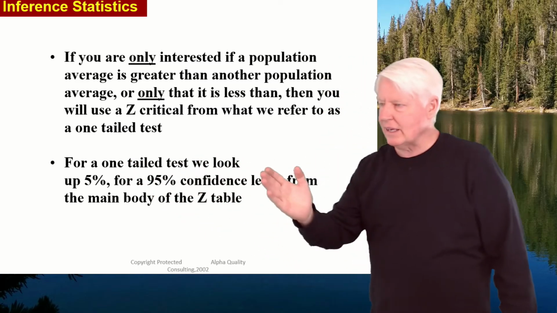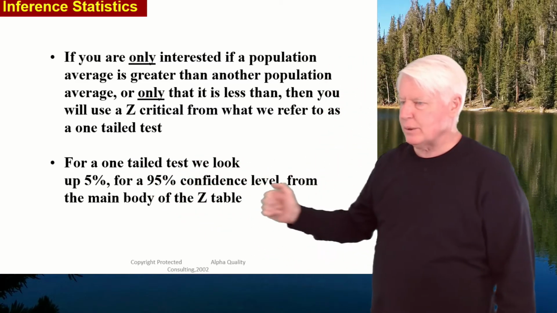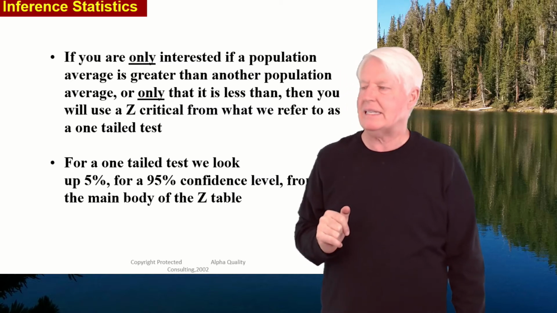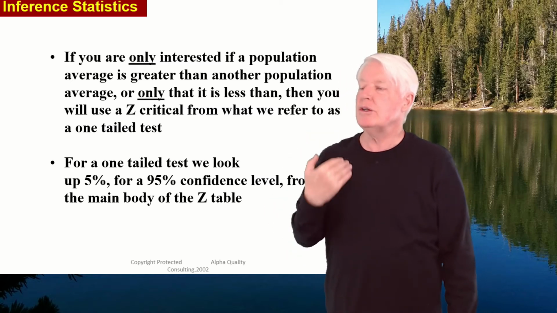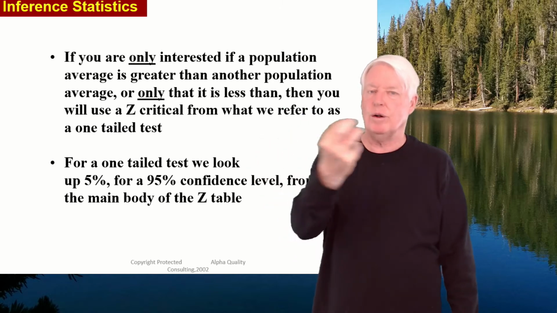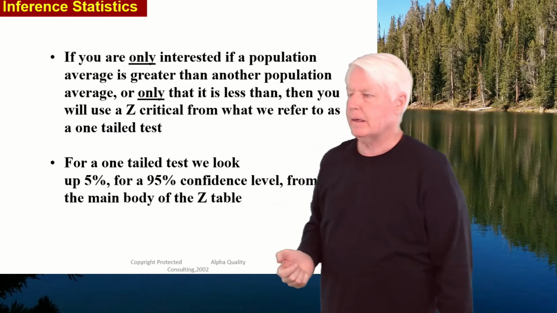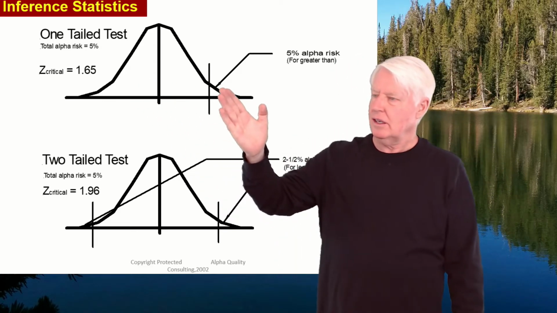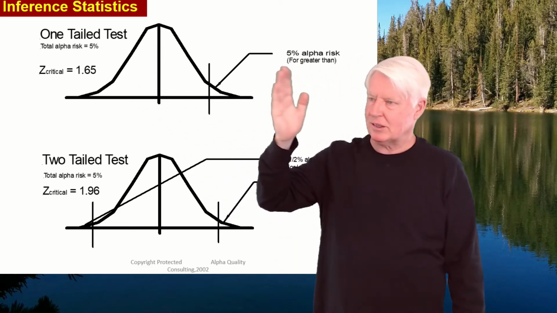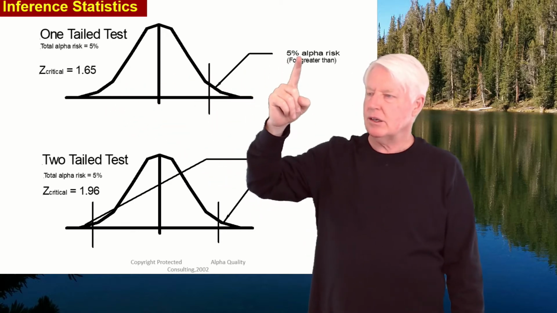Okay. For a one-tailed test, we look up 5% for a 95% confidence level from the main body of the z-table. I'm not going to get into all that. I'm just saying when you do a one-tailed test, you use the full alpha risk in the study. And so here's a one-tailed test for a greater than, let's say. It could be less than also, but you use the full 5%.